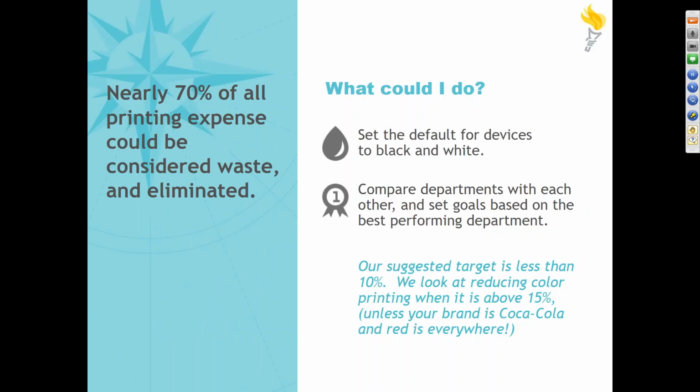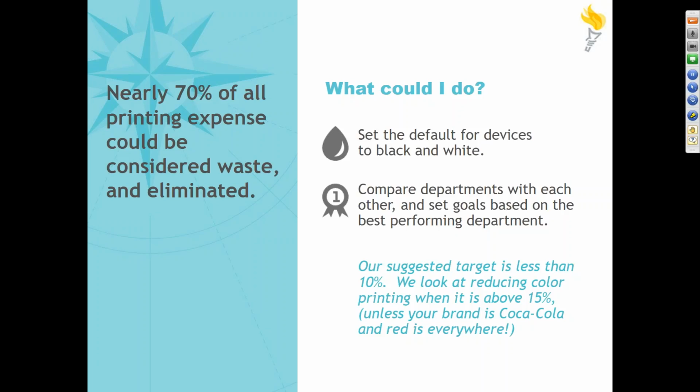And so being able to reduce cost, specifically going from color to black and white, is really one of the key knobs. And as we see here, 70% of all printing expense could be considered waste and eliminated. If you can change just 20% of the color volume over to mono, black and white, that's a significant cost savings because of the huge difference between the cost of printing color and black and white. So every page saves you 700 to 1,000%.